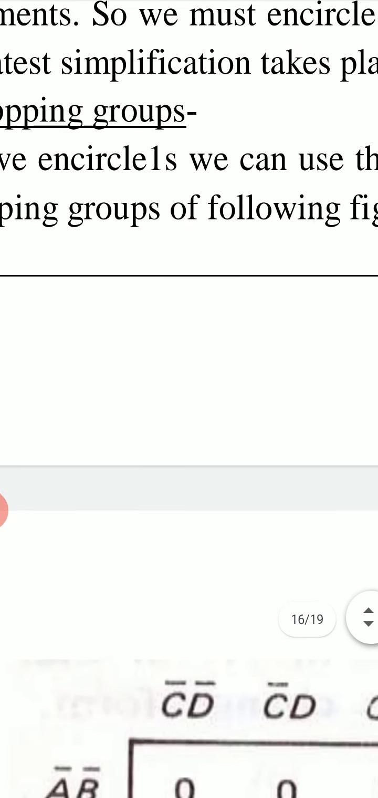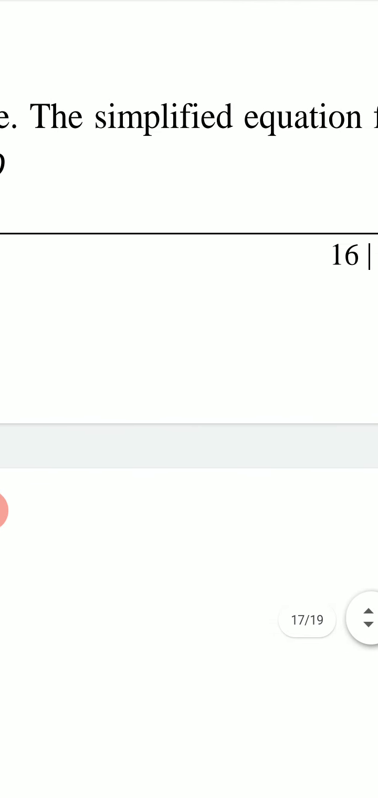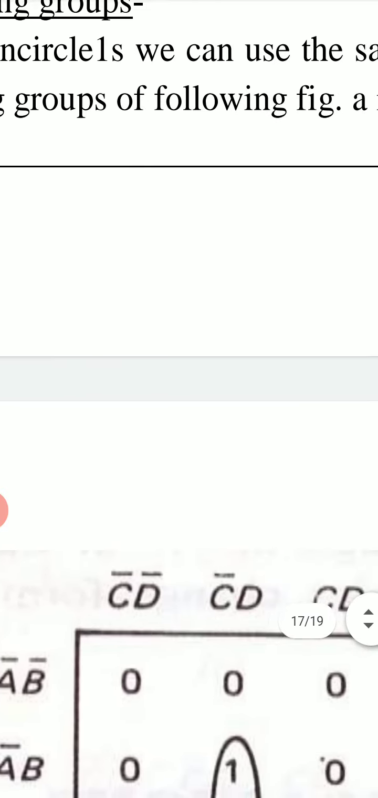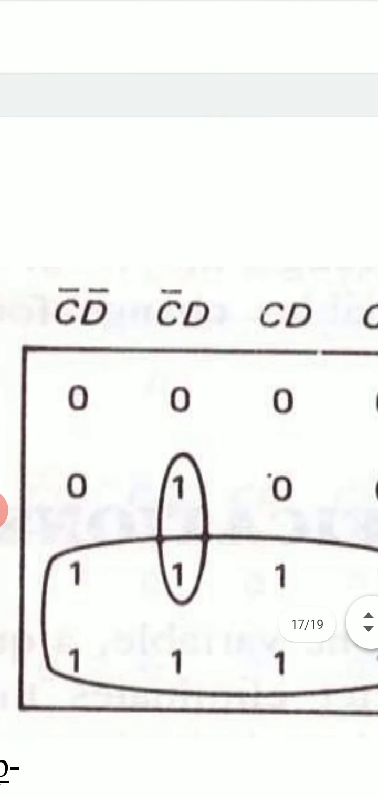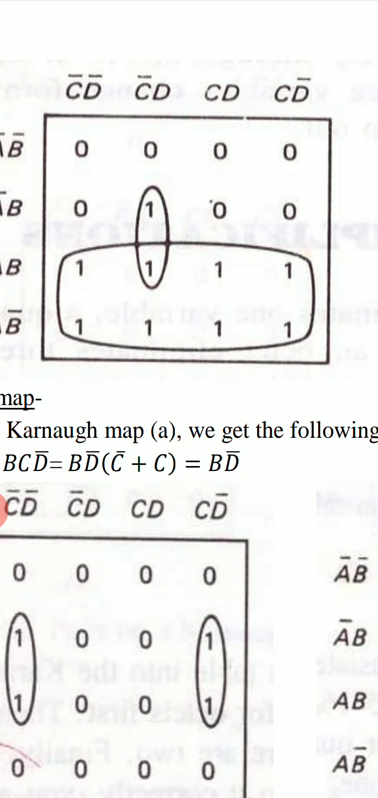Overlapping groups. When we encircle ones, we can use the same one more than once. The simplified equation for overlapping groups of the following figure A is: this is a figure in which an octet is formed, 8 ones, and a 1 remains. This remaining one can form a pair if we use one of this octet.